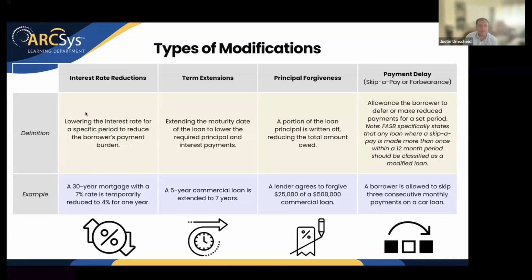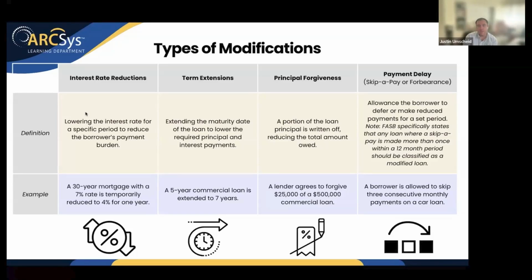Now, some of the different types of modifications we're going to go over today: interest rate reductions. So right, a lowering of the interest rate compared to the initial interest rate that was contractually given. So an example here would be a 30-year mortgage with a 7% rate, which is temporarily reduced to a 4% rate for 1 year. We also will go over term extensions, right? Extending the maturity date of the loan and generally lowering the required principal and interest payments. So we have a 5-year commercial loan and the term is extended to 7 years. And with that, changes to the payment amounts will be given to the borrower, generally lowering those monthly payment amounts or whatever the payment frequency is.